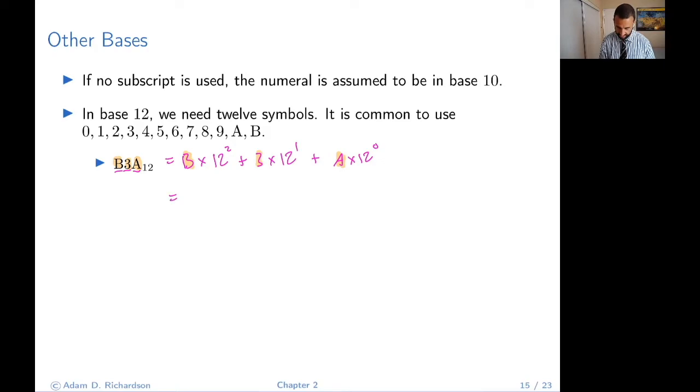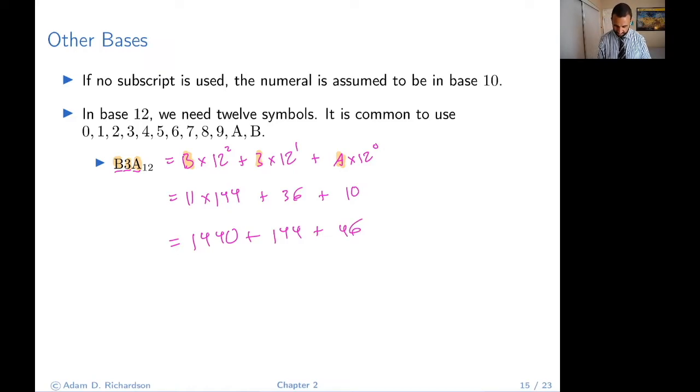Let's go ahead and calculate this. What does B represent in our decimal system? It represents 11. So we're going to do 11 times 144. And then 3 times 12 is 36. And then A represents 10, so we're going to have 10 times 1. Okay, so let's see if we can add this all up. 11 times 144, too hard for me. Let's just do 10 times 144. That's 1440. And then we need one more 144, which is 144. And then over here, we've got 46.